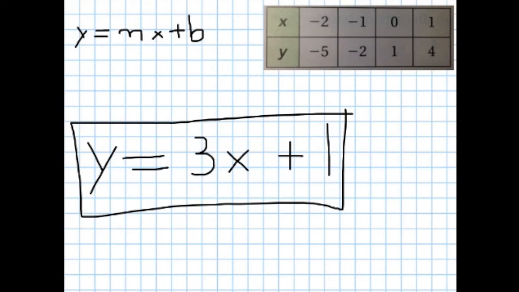So you guys can go ahead and plot these points on your graph, and make sure that you use this equation, y equals mx plus b, and you'll get the linear equation of y equals 3x plus 1 for this table.